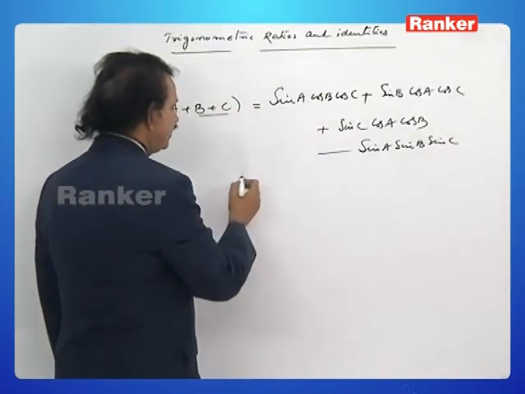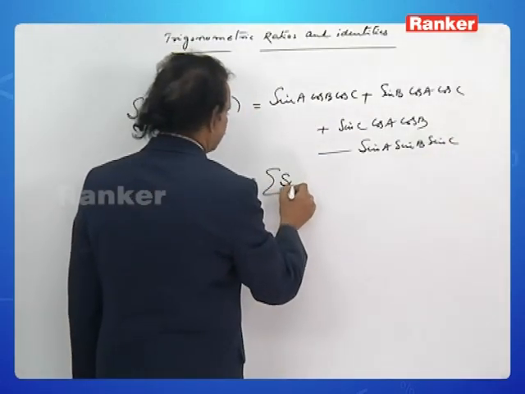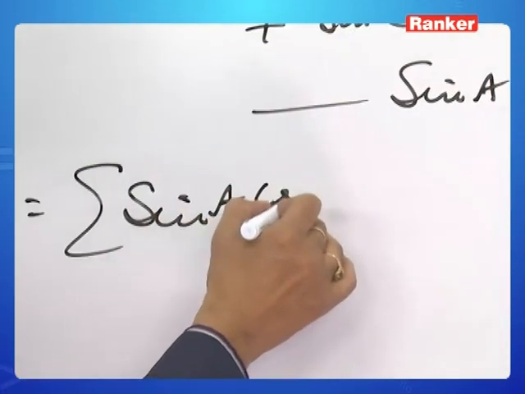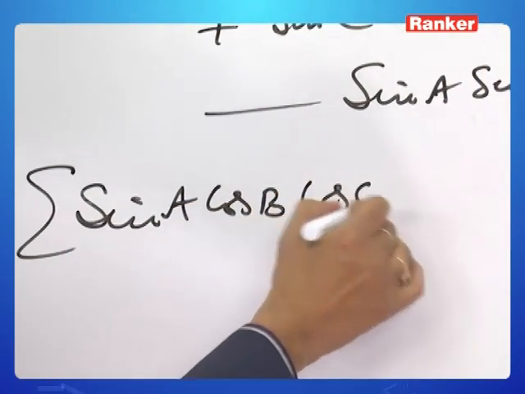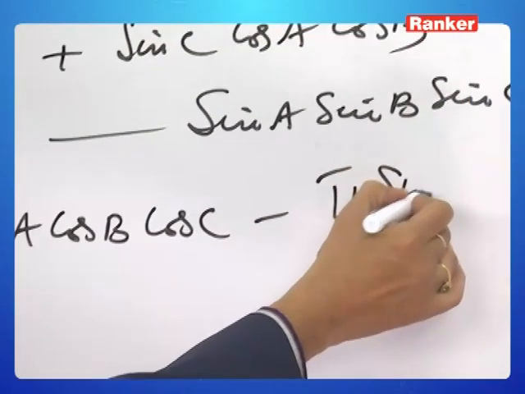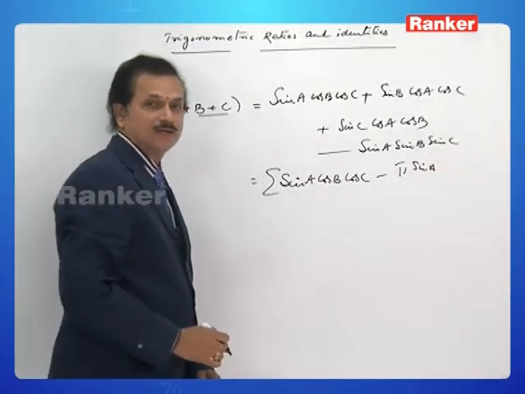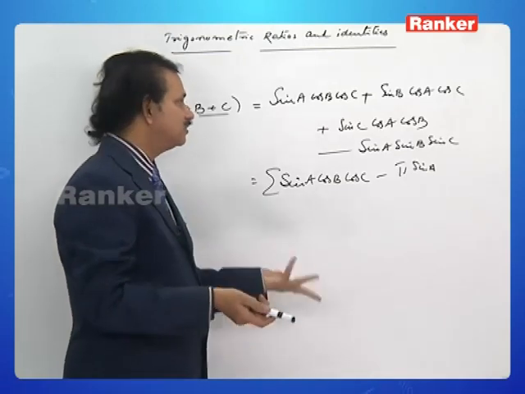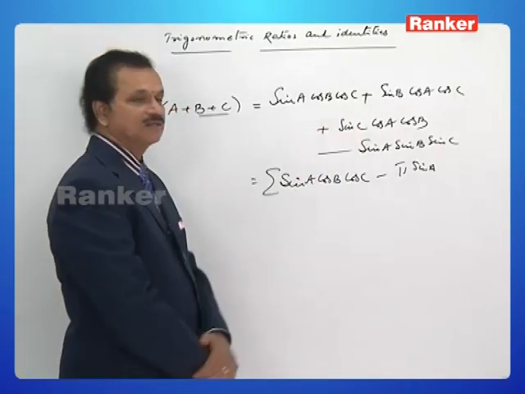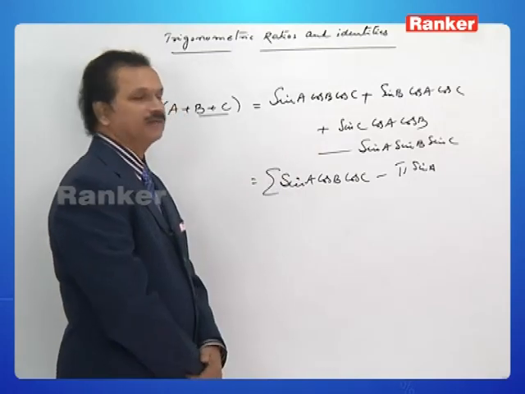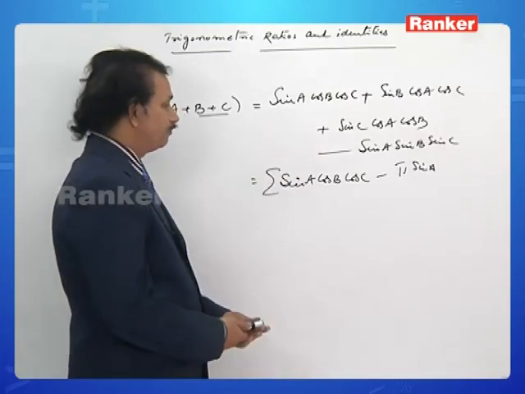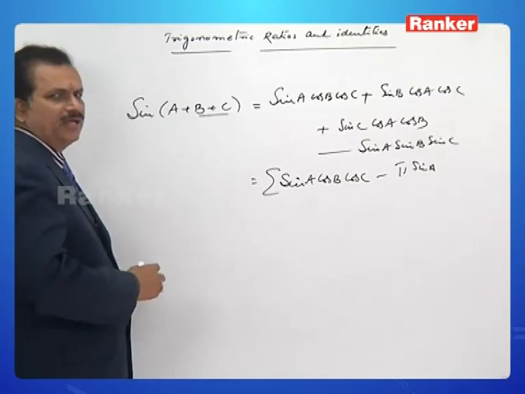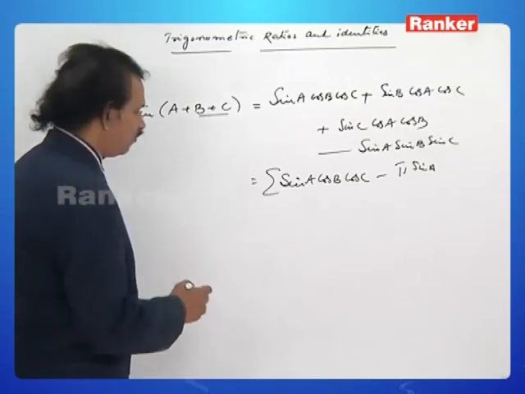This can also be written as sin a cos b cos c plus cos a sin b cos c plus cos a cos b sin c minus sin a sin b sin c. Well, if you replace b and c by a itself, what do you have?